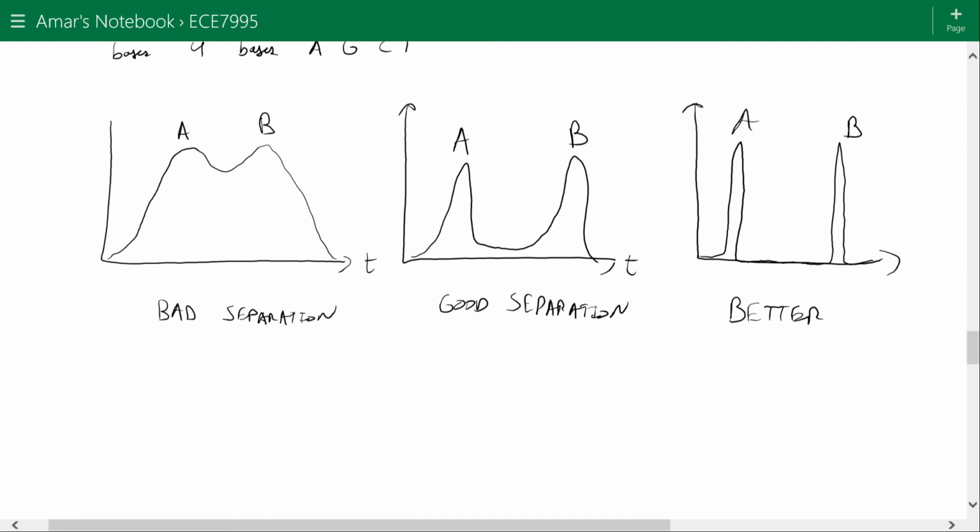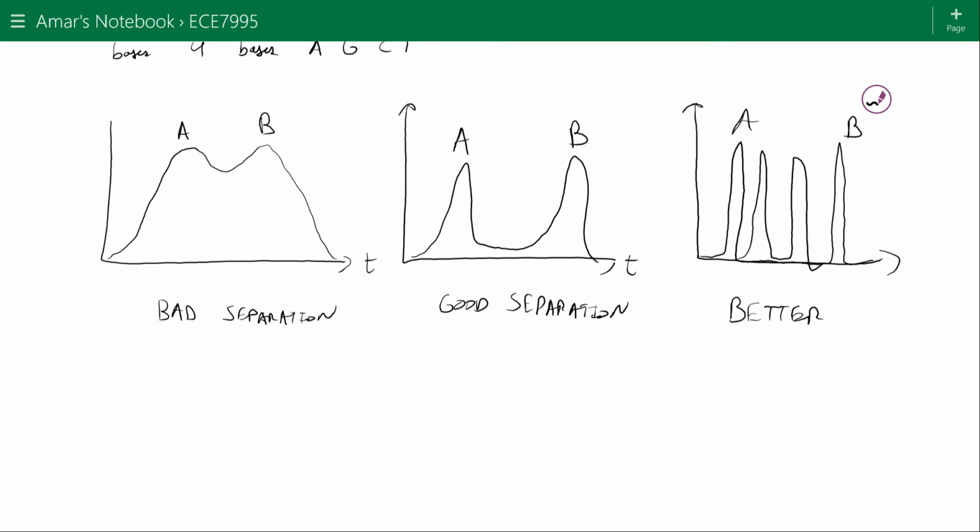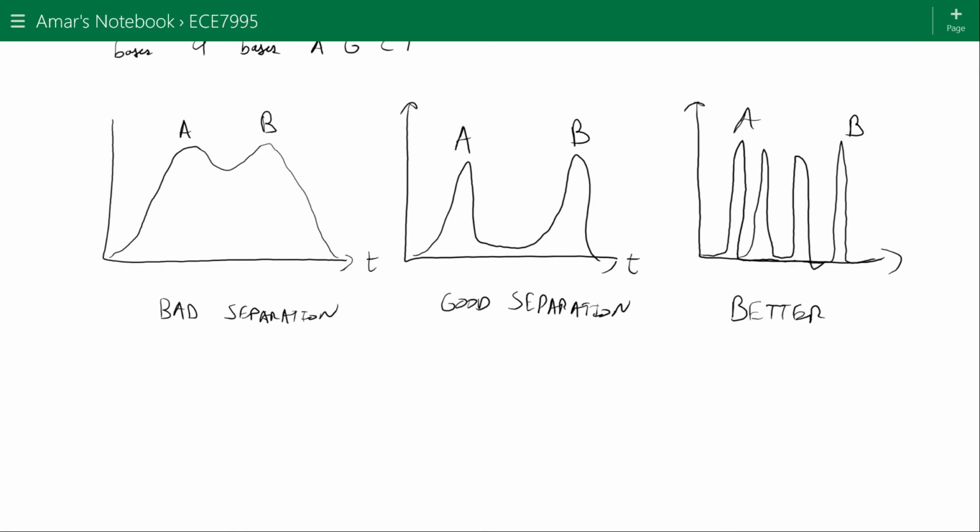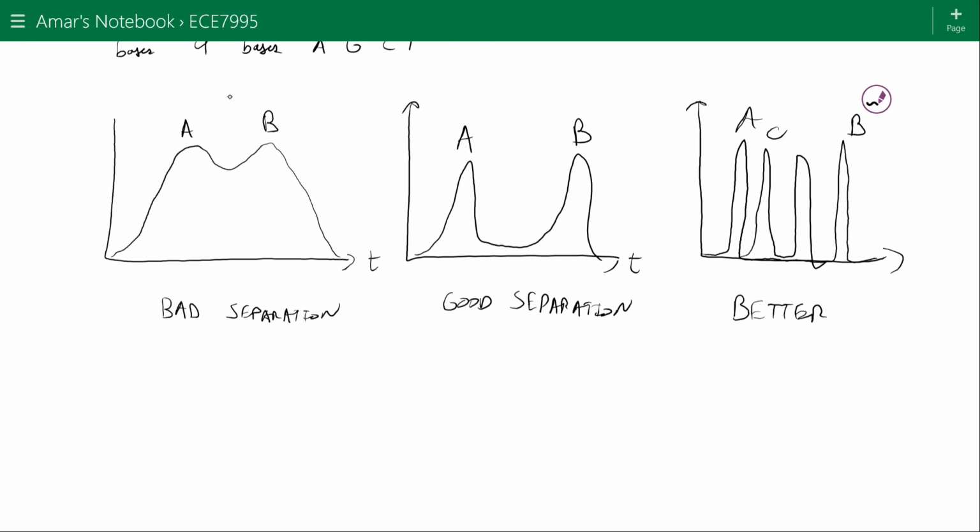Now the reason why you want narrow peaks is so that you can fit more samples or more components within your chromatogram. The narrower the peaks are, the more components you could potentially separate and analyze. So a really good separation process will have very narrow peaks, and that allows you to have a high peak capacity, the number of peaks that you can accommodate in the chromatogram.